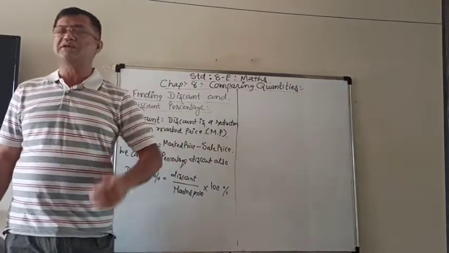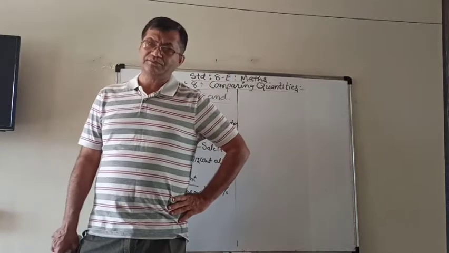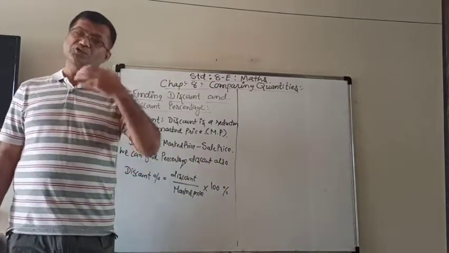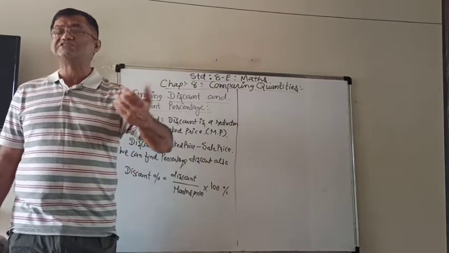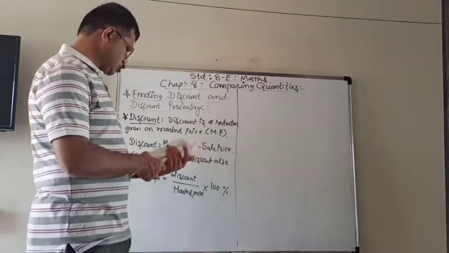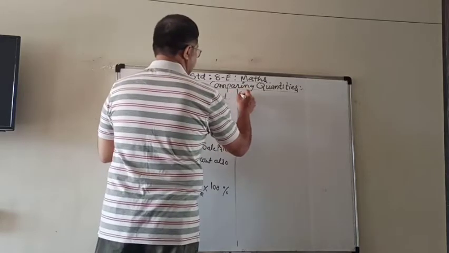And you can do the reverse also. Maybe the marked price is given and some percentage discount is given. So from that percentage we can find the discount and the sale price also. Let us understand with examples. Example.